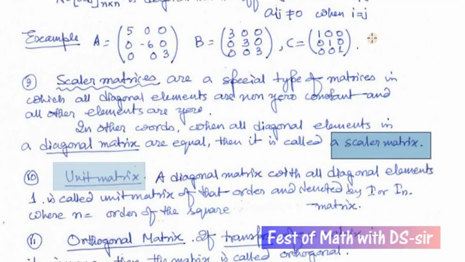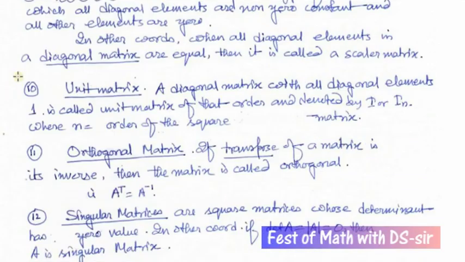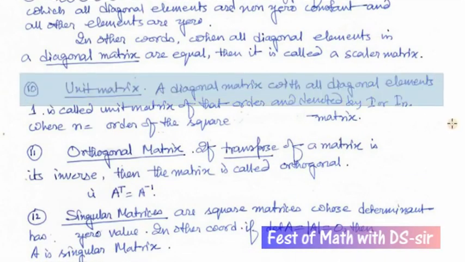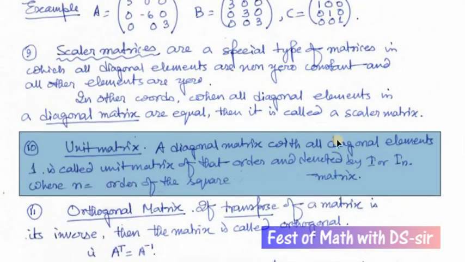Next is called the unit matrix. I already discussed it. This is called the unit matrix. Here the definition is written for your information. A diagonal matrix with all diagonal elements 1 is called the unit matrix of that order and denoted by I or In, where n is equal to the order of the square matrix.